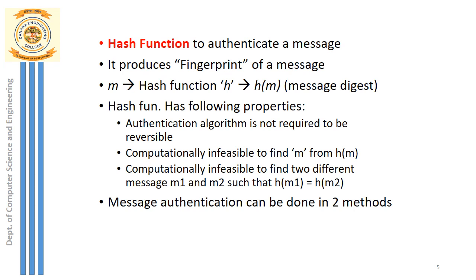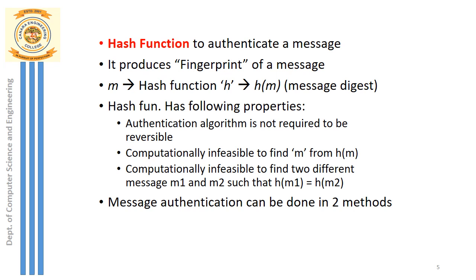The second property is that it is computationally infeasible to find a message from the hash value or message digest by using any algorithm. If you have a hash value, it is not possible to find the message. The third property is that it is computationally infeasible to find two different messages, say M1 and M2, such that the hash values of those messages are equal.